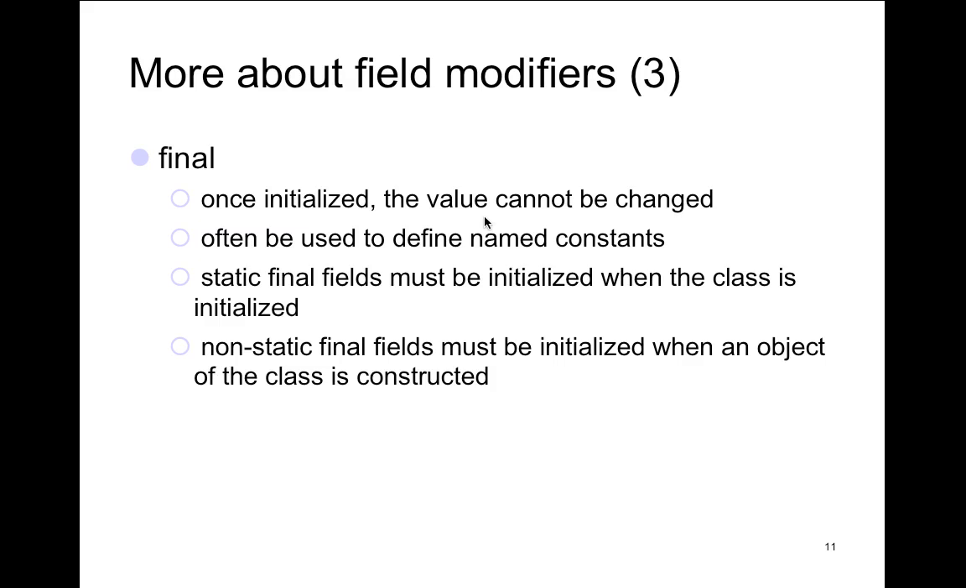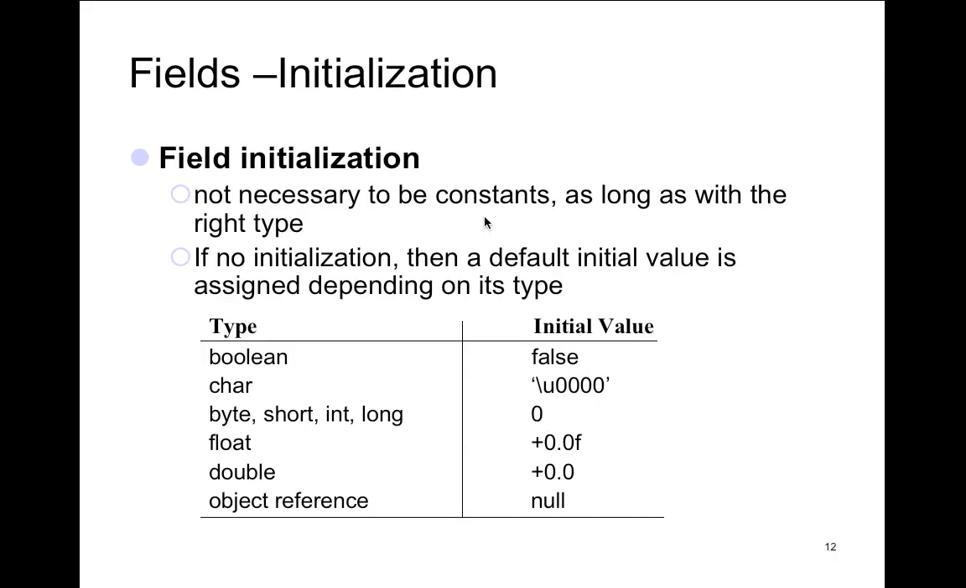So static final fields must be initialized when the class is initialized. You want to do it when the class is created, because otherwise you can't put a value on it. It's already finalized. And non-static final fields must be initialized when the object of the class is constructed, for the same reasoning. So here we have fields for initialization and initialization methods for fields. It's not necessary to be constant, as long as you have the right type associated with it.